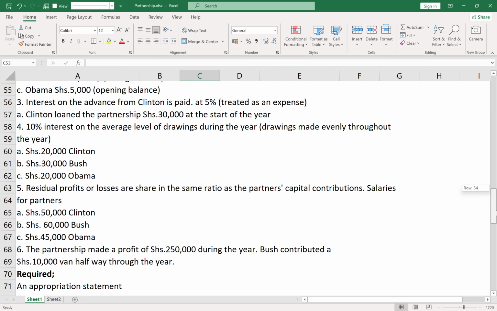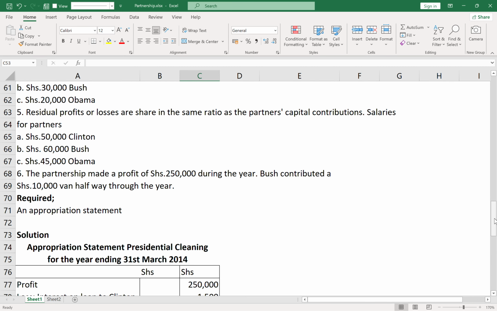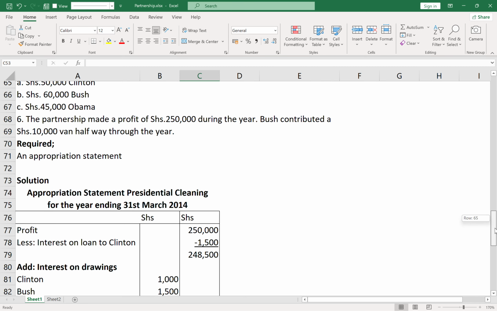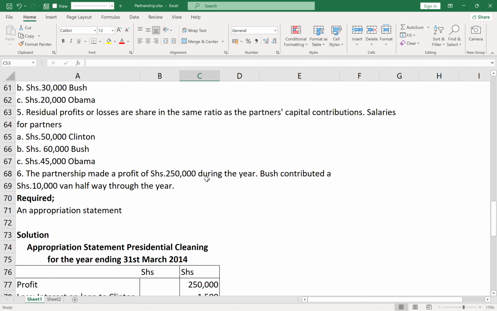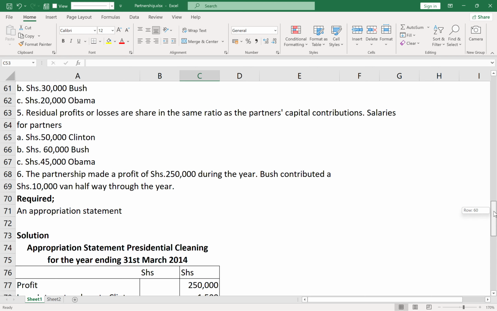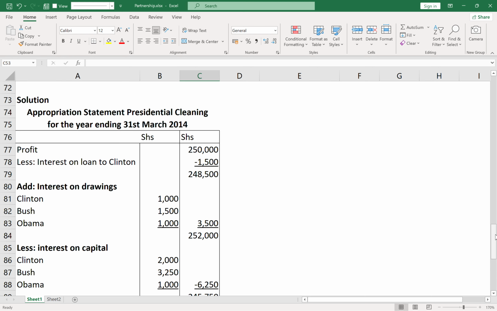So we shall start with the net profit. We are told that the partnership made a profit of 250,000 during the year, so that will be our starting point. Writing the title: appropriation statement for the partnership for the year ended 31st March 2014, as that is their year end.